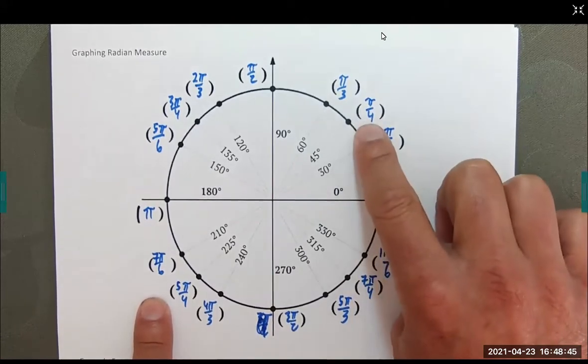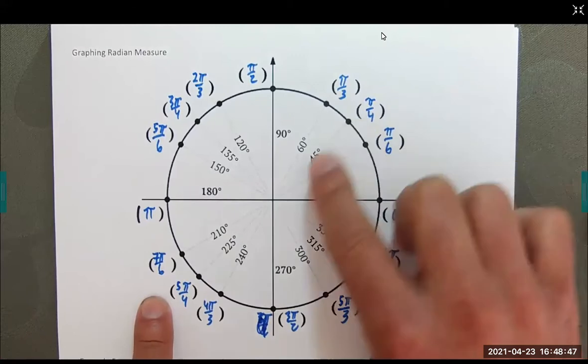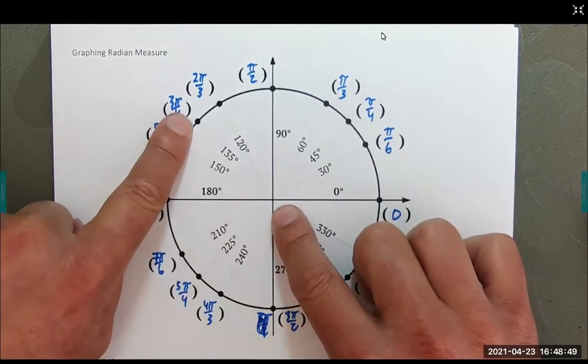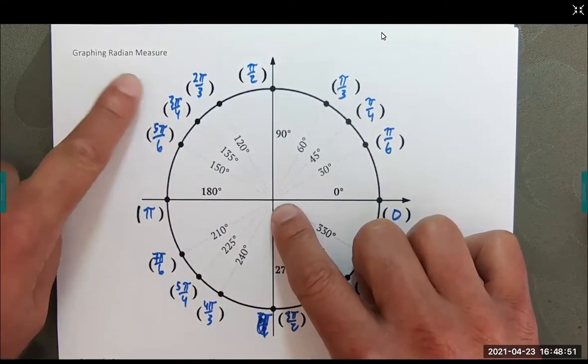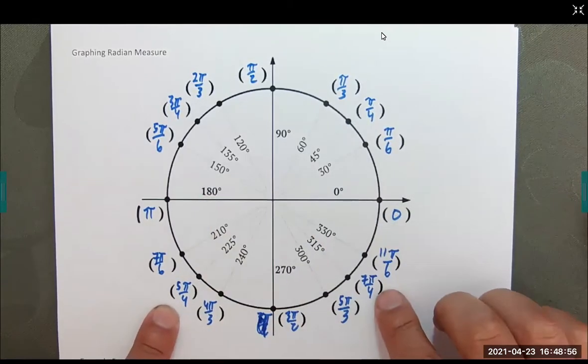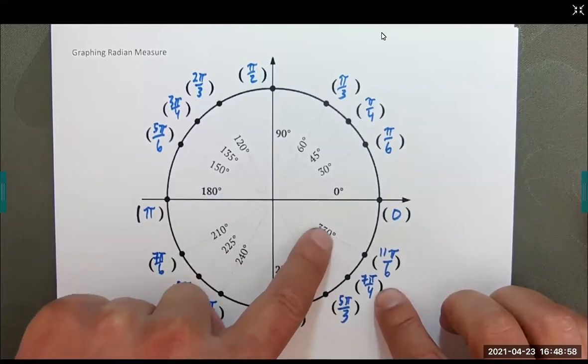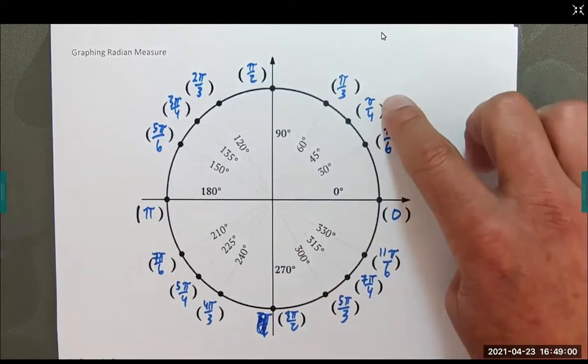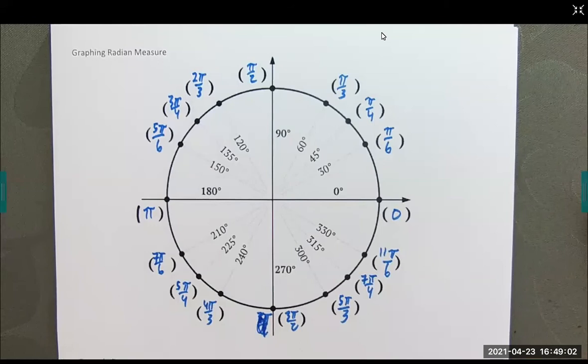Same goes with the pi over 4. 45 degree reference angle. Here we have 135, also a 45 degree reference angle, 3 pi over 4. 5 pi over 4, 45 degree reference angle. 7 pi over 4, 45 degree reference angle. That means all the reference angles are 45 degrees or pi over 4 radians.